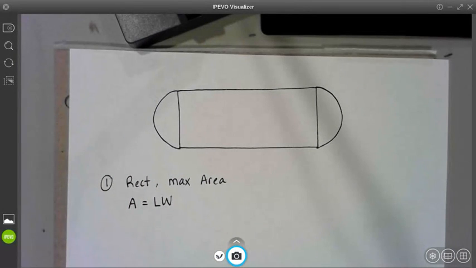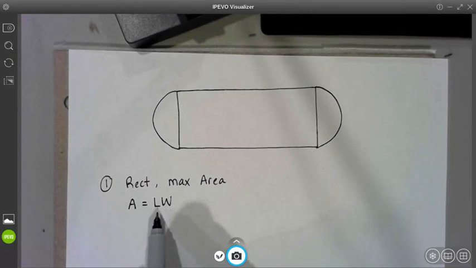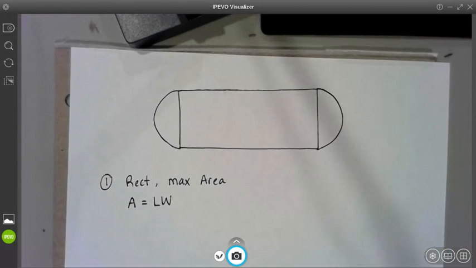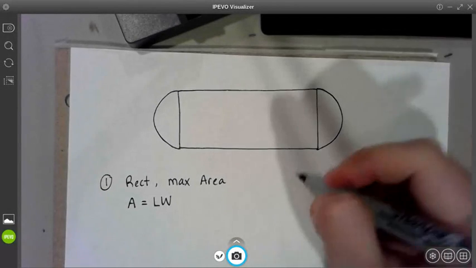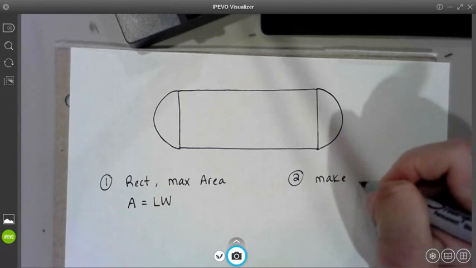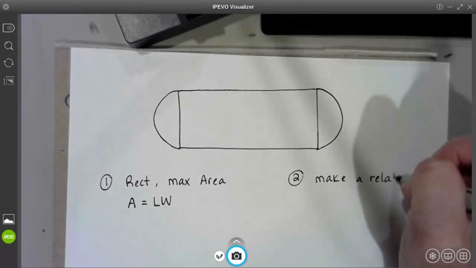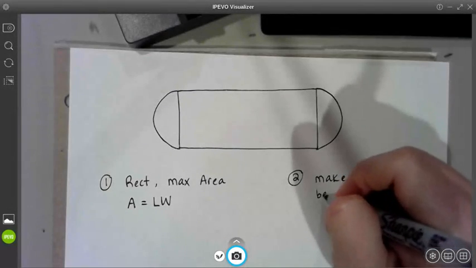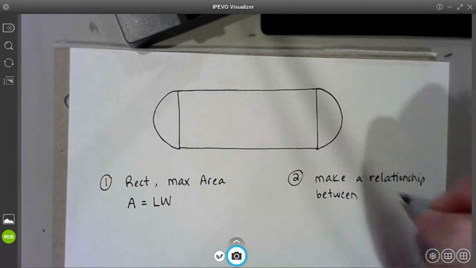Well, first of all, we have to get the area of this rectangle all in terms of L or all in terms of W. We need all of the area to be expressed as one variable. Then we can maximize it. So we're going to need to develop a relationship between the length and the width of this rectangle. All right, well, what did they tell us? What can we go off of? So the second thing we need to do is make a relationship between L and W, so we can get L out and W in, or vice versa. We'll do whichever one is easier.